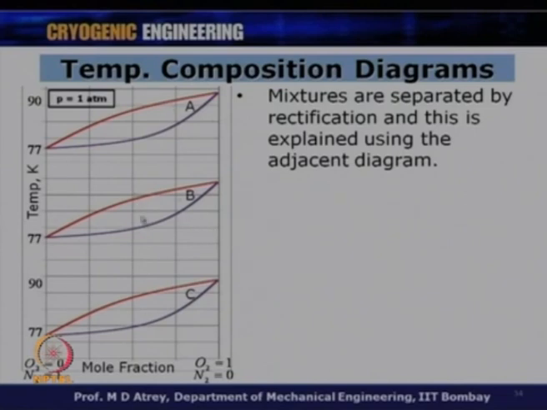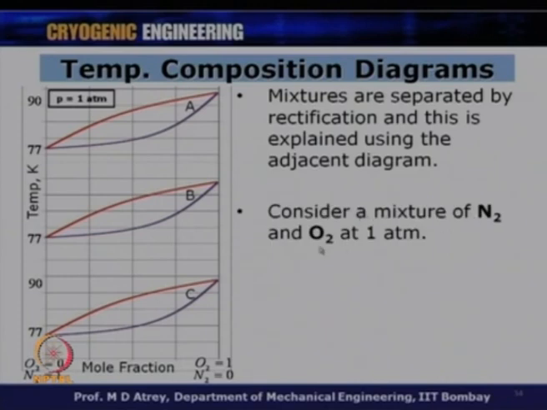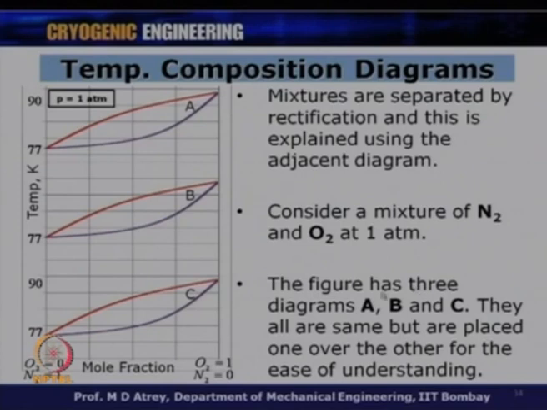Why are we doing all these things? How does this help me in separating mixtures, oxygen and nitrogen, for example, in this case? Mixtures are separated by rectification, and this is explained using this adjacent diagram. Consider a mixture of nitrogen and oxygen at 1 atmosphere. The figure has three diagrams, A, B and C. They are all the same actually. They all have 77 and 90 Kelvin, which means they are all drawn at 1 atmosphere only.